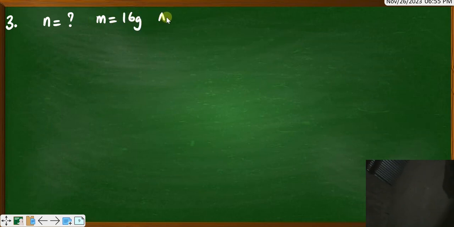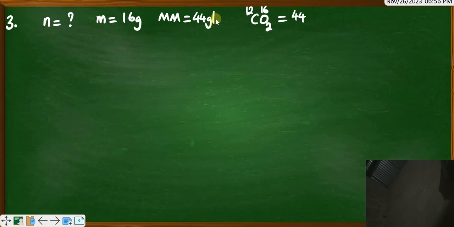Then molar mass, we don't know, but we can find because it is carbon dioxide. This carbon alone is 12, oxygen is 16. We already know carbon dioxide after we total here gives us 44. So molar mass will be 44 grams per mole. So we'll get the formula. Number of moles is equal to mass over molar mass.